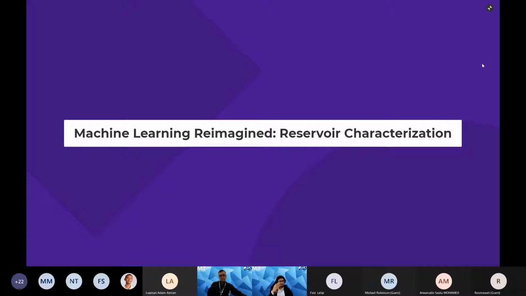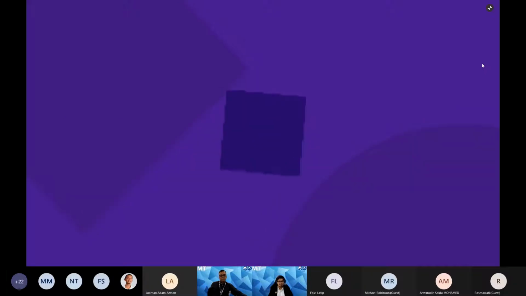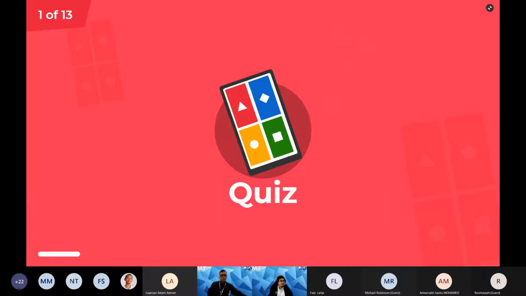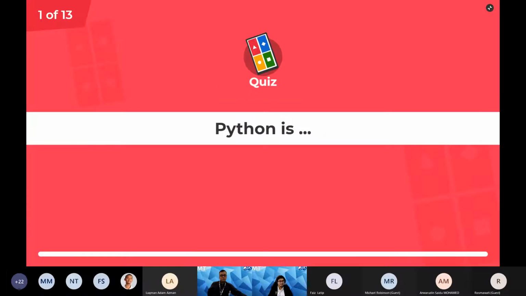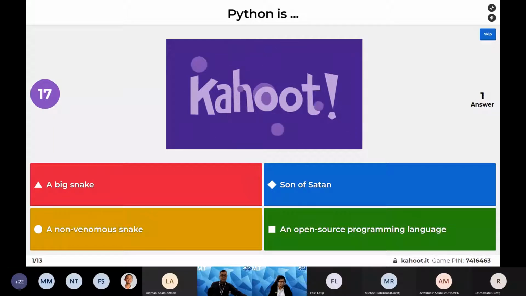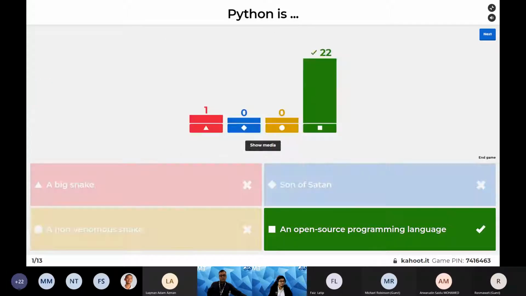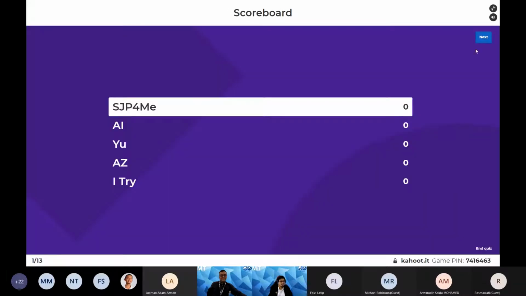Machine learning reimagined reservoir characterization. We start off with a very difficult one. Python is a big snake, son of Satan, a non-venomous snake, or an open source programming language. Pretty much everybody got that right. Let's see who's in the lead. Currently SJP is in the lead. Let's go to the next question.